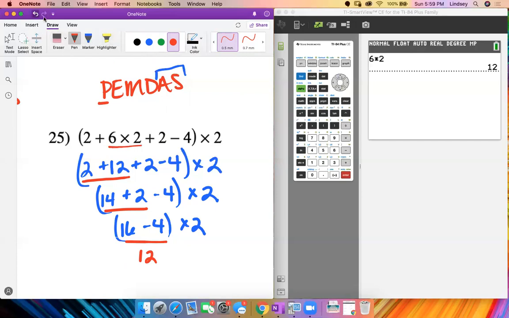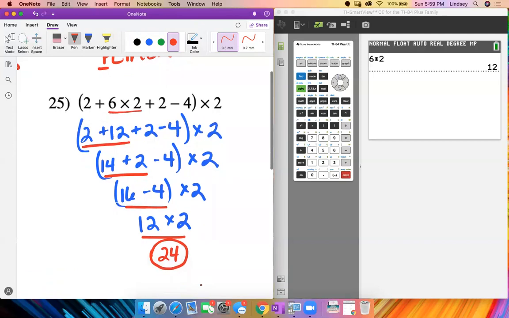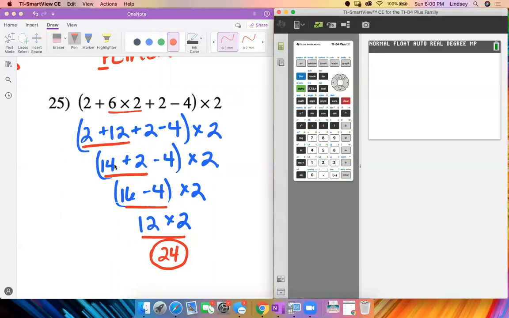Whoops, I didn't mean to write that in red. Give me 1 second. Which is 12 times 2. So I have 1 operation left. 12 times 2 is 24. All right, when you start trying to skip ahead and go all over the place with your operations, that's when you start making mistakes. So just do one step at a time. Okay, so for number 25, your answer should have been 24.